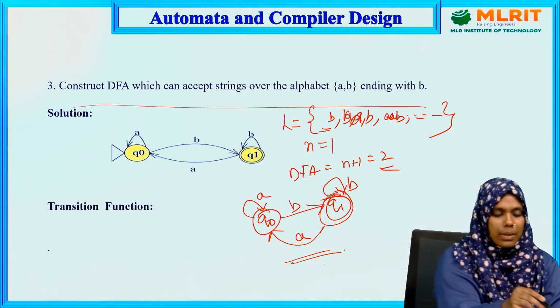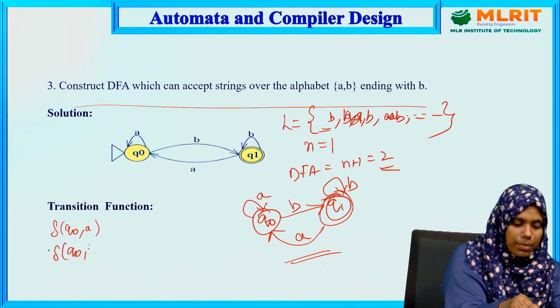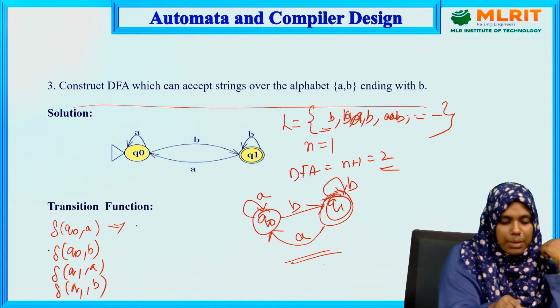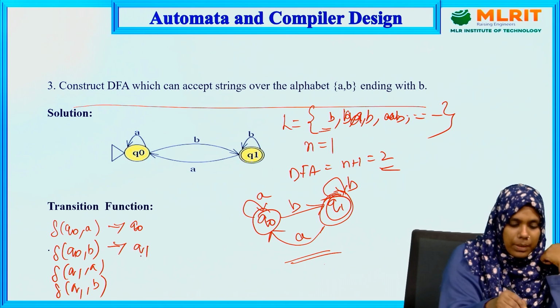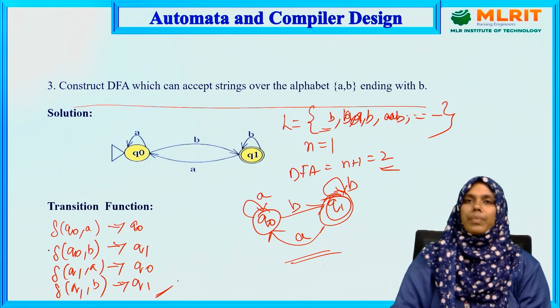In the same way, the transition function will be Q0 of A, Q0 of B, Q1 of A, and Q1 of B. So Q0 of A is nothing but Q0, Q0 of B is nothing but Q1, Q1 of A is nothing but Q0, and Q1 of B is Q1 itself. This is the transition diagram.